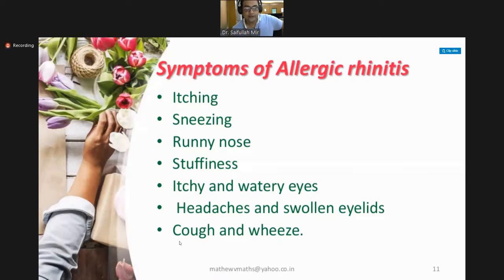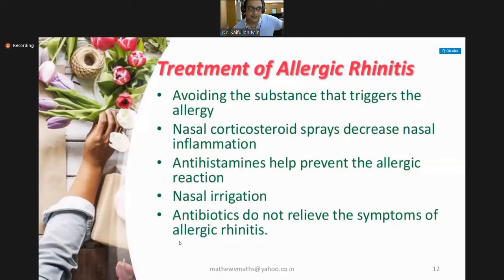So if you are going to not control the allergies in the beginning, after 20, 30 years, you could end up with having asthma and later on pulmonary fibrosis. The treatment of allergic rhinitis is simple. Avoid the substance, nasal steroids, antihistamines, nasal irrigation, antibiotics are not required. And the correct way of using the steroids is put your head down and then use them, not put your head back. Otherwise, then you're just watering your throat.